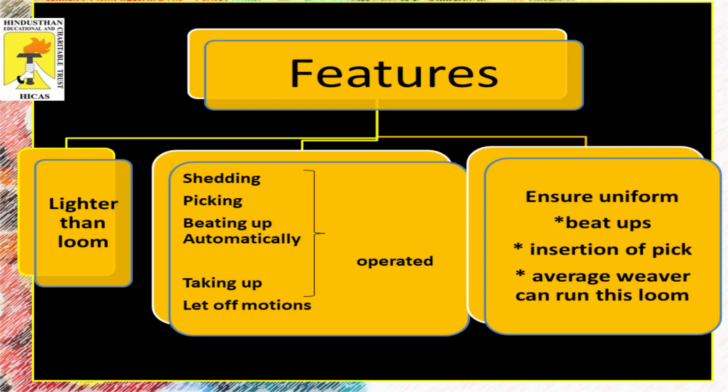Next, the features of this Hattersley loom are: it is lighter than other looms, and the shedding, picking, beating up is automatically operated. The taking up motions and let off motions are also operated automatically, so there is no requirement of a manual process.